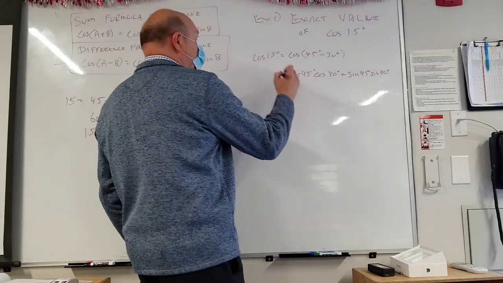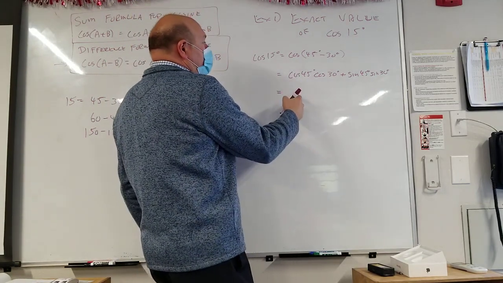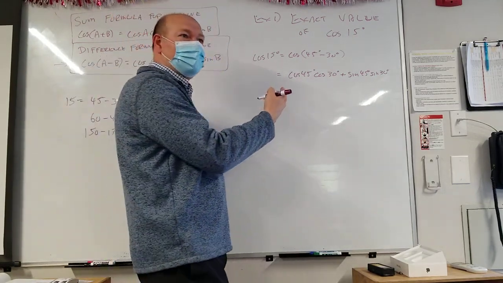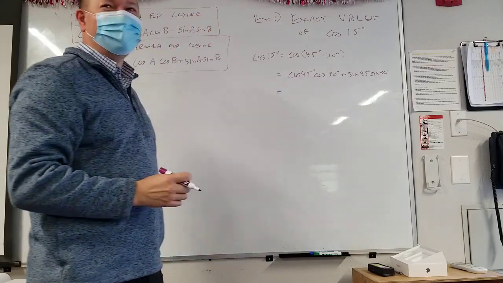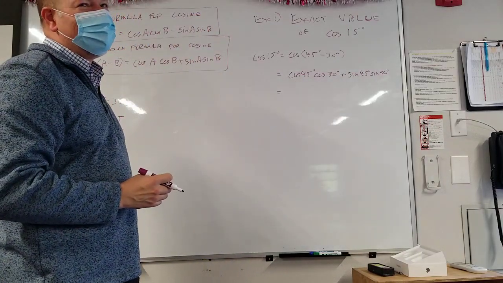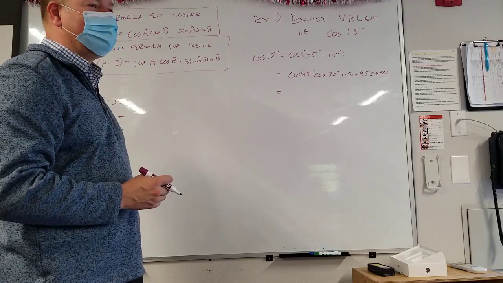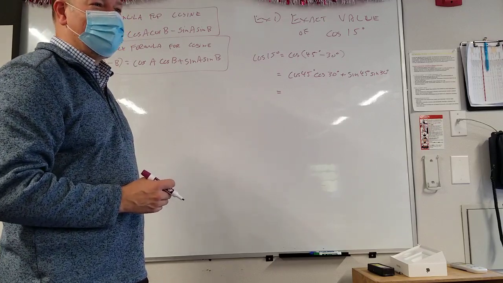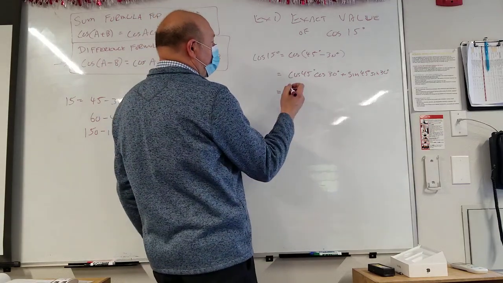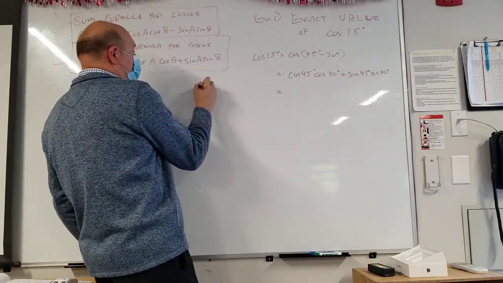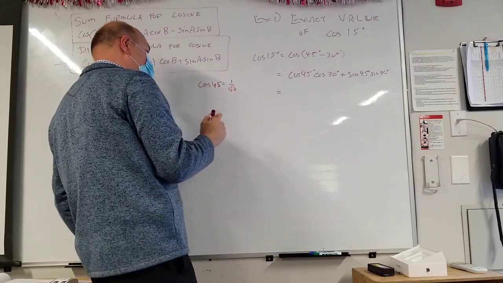All right, so give me the values here, because remember, this is an exact value. Can I pick on people this morning? Grant, can you give me the exact value for cosine of 45 degrees? 1 over root 2. Okay, so cosine of 45 degrees, according to the table, is 1 over root 2.